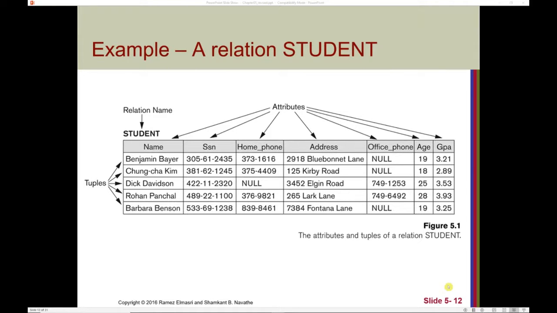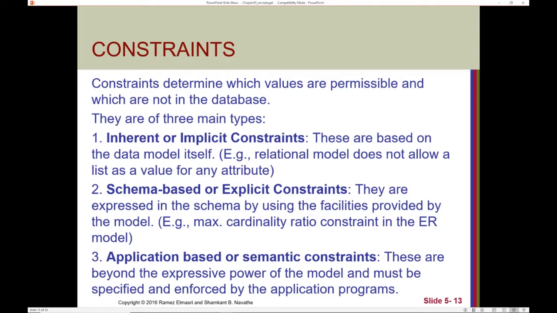As well as the attributes, and each one of these attributes has a domain. When we start to talk more formally about relations and schema, we should also talk more formally about constraints. We've already formally defined certain constraints, but we should talk about them again here. Constraints determine which values are permissible and which are not in the database. And there are three main types.